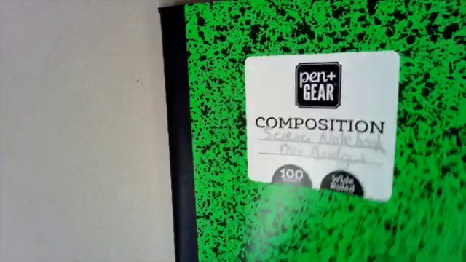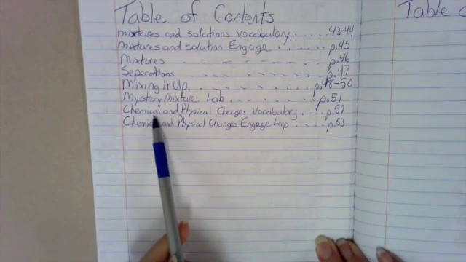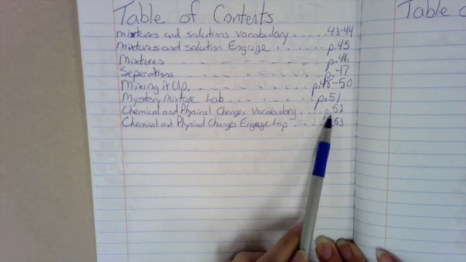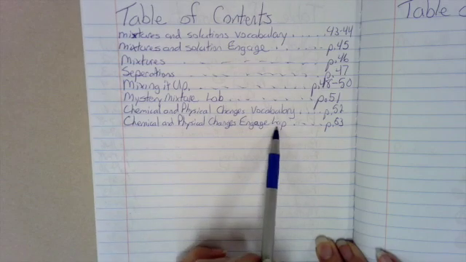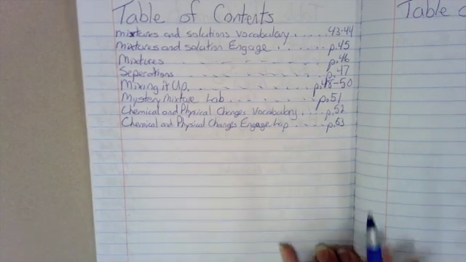In your science notebook, in the table of contents, yesterday, or actually earlier today, sorry, you should have written chemical and physical changes vocabulary, page 52. Now you're getting ready to do the chemical and physical changes engage lab. So you need to put that in your science notebook, page 53.